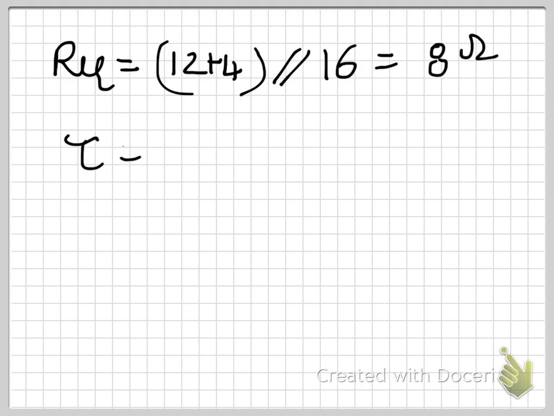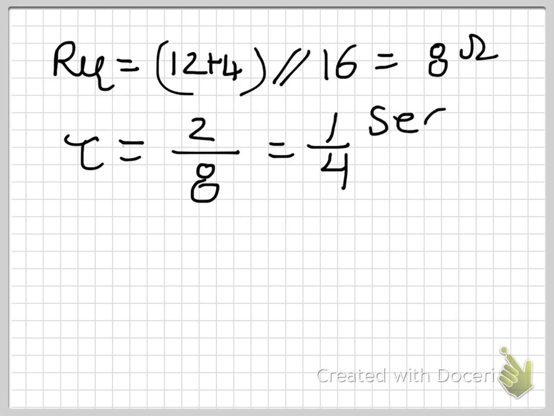So tau is L over R. L is 2 henries, and resistance is 8 ohms. That gives you 1/4, and tau is time, so the units are seconds, as we have the inductor in standard units of henries and resistance in standard units of ohms. So that was step number 6.